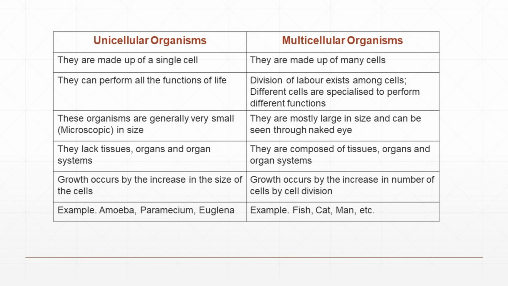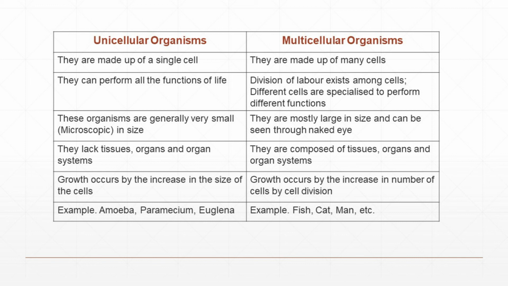Growth occurs by an increase in the size of the cells. Examples, amoeba, paramecium and euglena. Now let us know about multicellular organisms. Multicellular organisms are organisms made up of many cells. Here single cell, in multicellular organisms, many cells.